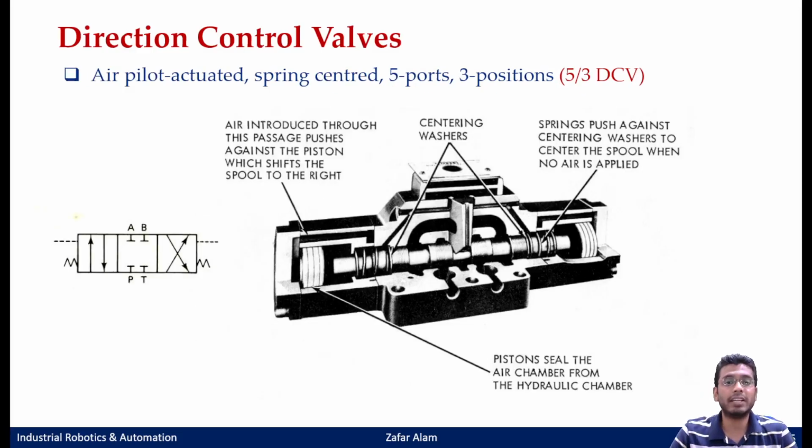Now the third category is air pilot actuated. That means someone would say, why would I have to press the lever? And somebody would say, why would I have to ask something to detect? If a cam and follower mechanism is there, or as you saw in the previous example a roller valve, something touches the roller to shift the spool. But you also have your pressurized line. Suppose I want to shift the spool using the same pressure system in which I am working.